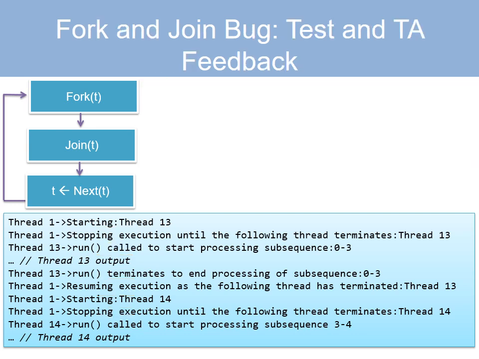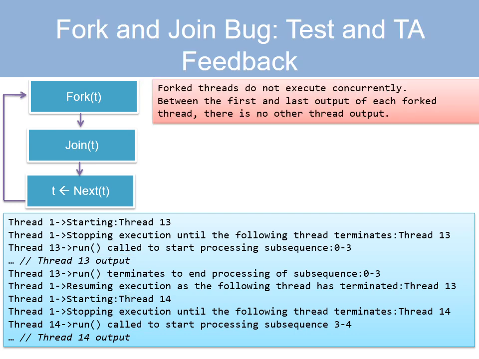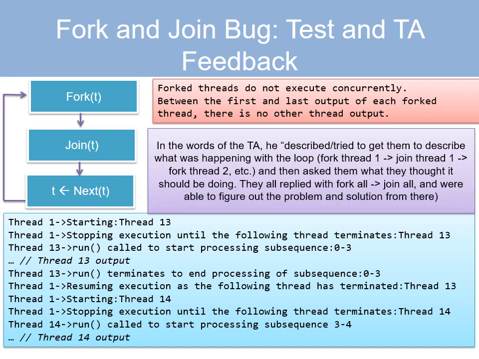Okay? And if you didn't quite get the idea and what's wrong, here's some test result that tells you that, look, between the first and the last output of a thread, there is no other intermediate output. Okay? And if you still didn't get the idea, and in the experiment, some students didn't, then the TA went and explained what the problem was. He said, look, what is it doing? Well, it's doing forking, then joining, then forking, then joining. And then said, what should it really do? They said fork all, join all. So they get the idea there.